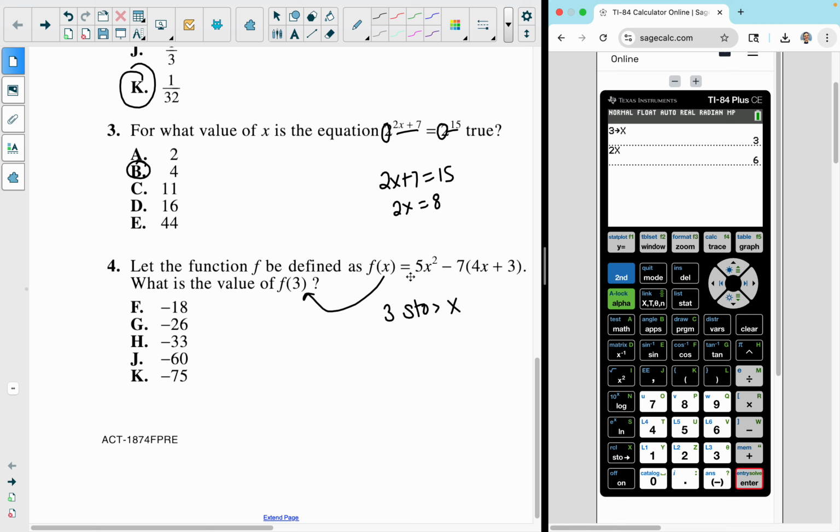I'm just going to type in this entire thing as it's stated. So I have 5x squared minus 7 parentheses 4x plus 3 close parentheses. I'll press enter. I get negative 60. That is an answer choice.